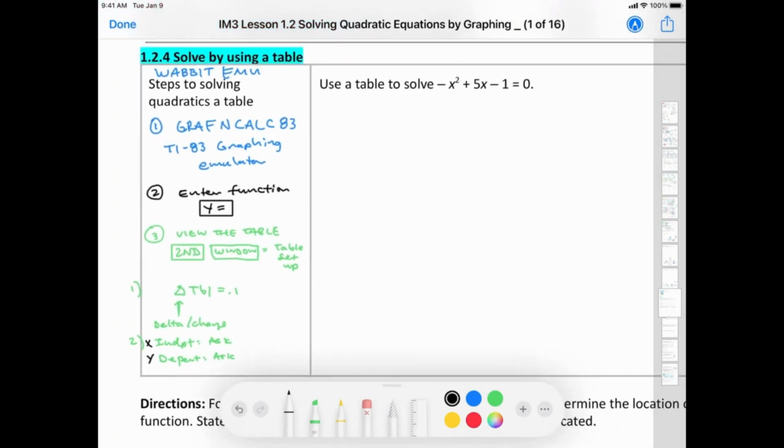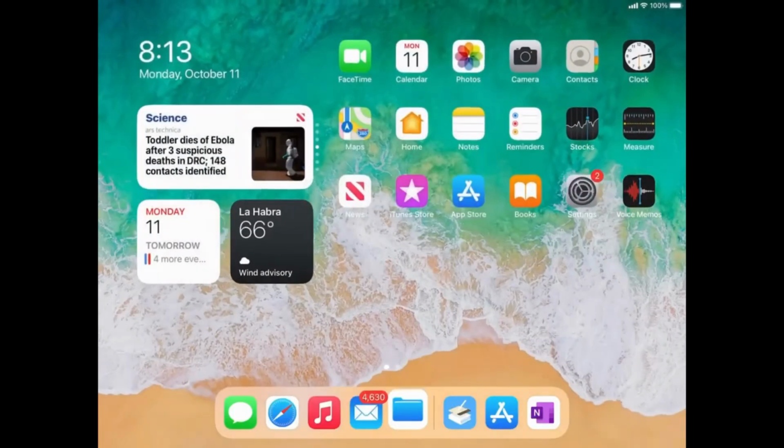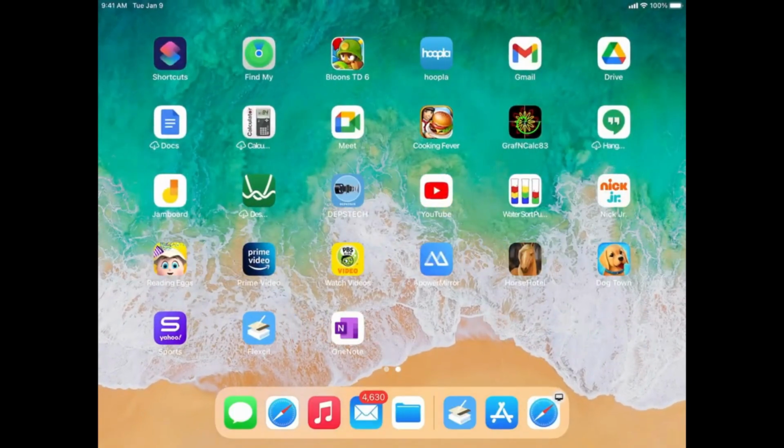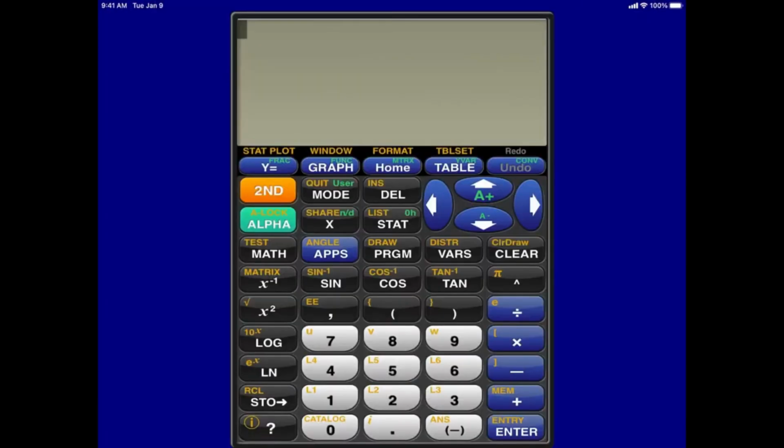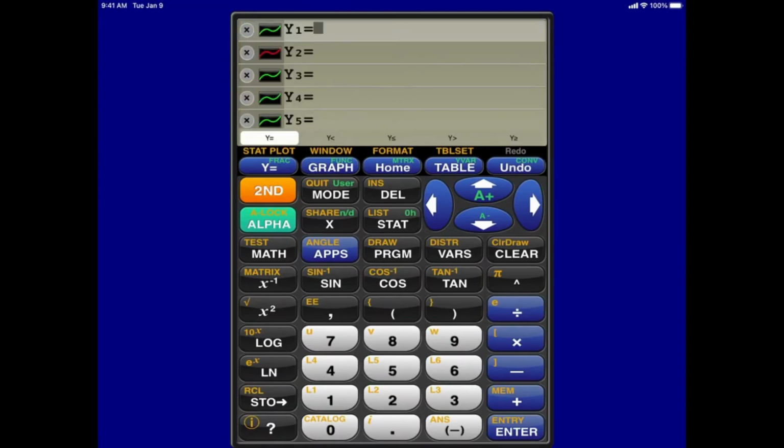It says use a table to graph negative x squared plus 5x minus 1 equals 0. So here is my graphing calc 83. I'm going to get to the home screen. I'm going to press y equals in the top left there, and insert my function. Negative, which is on the left of the enter key, x squared plus 5x minus 1.